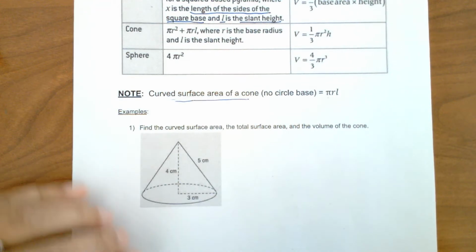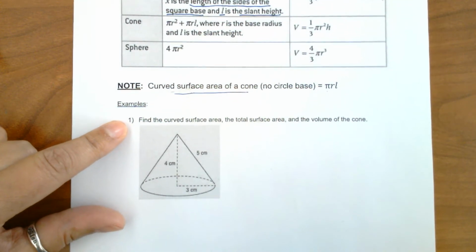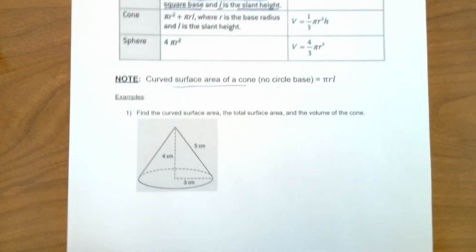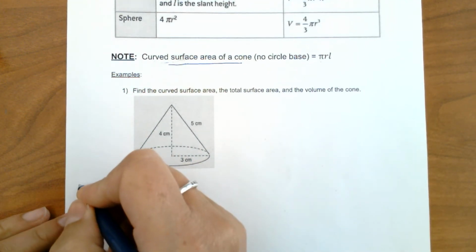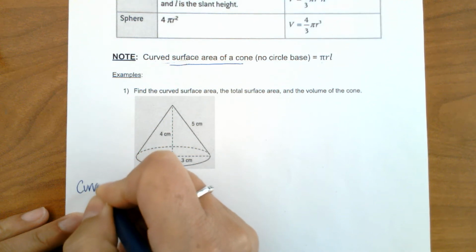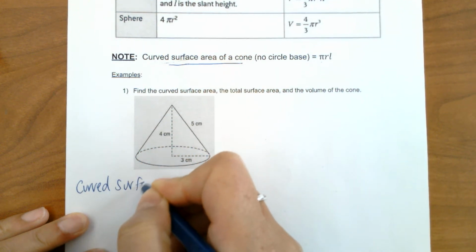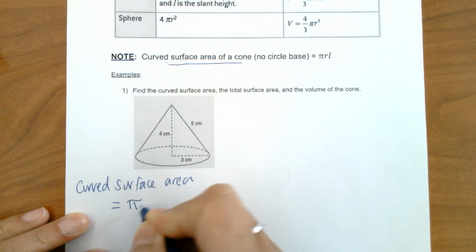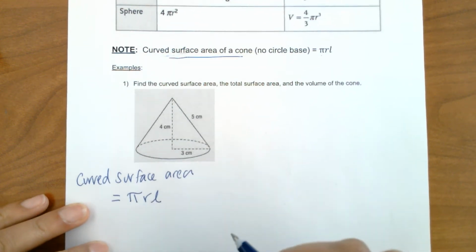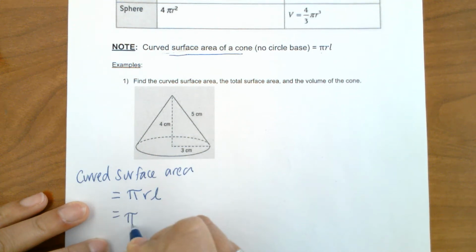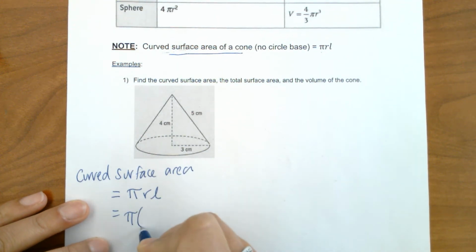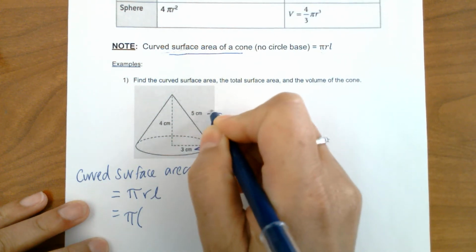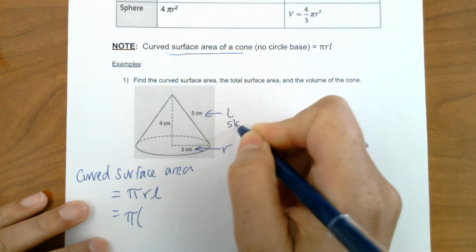And so sometimes the problem would ask you. So let's see what we have to do. Number 1, find the curved surface area, the total surface area, and the volume of the cone. All right, curved surface area. So we know curved surface area is going to equal pi times r times the slant height. Okay, so we could use pi in our calculator. I'll show you what that is. Times, now if we label this, we're going to label that as radius. Remember, this is L, or slant height.